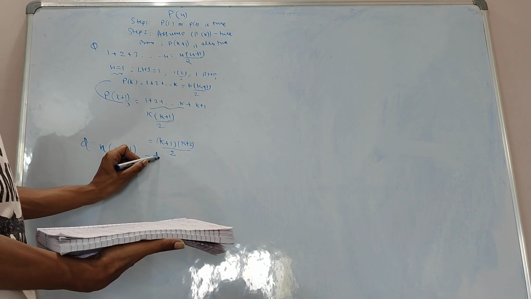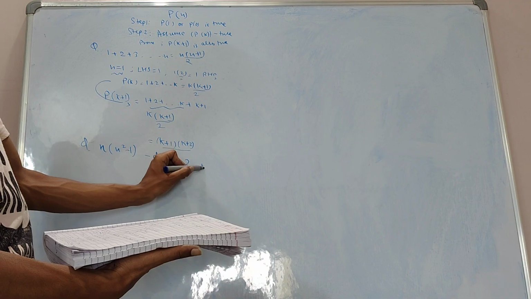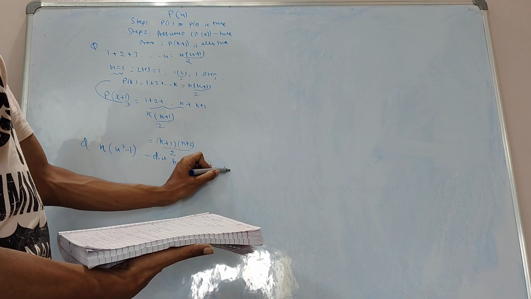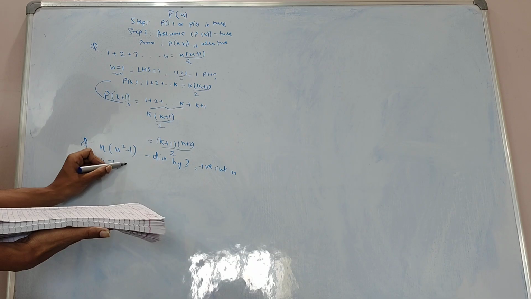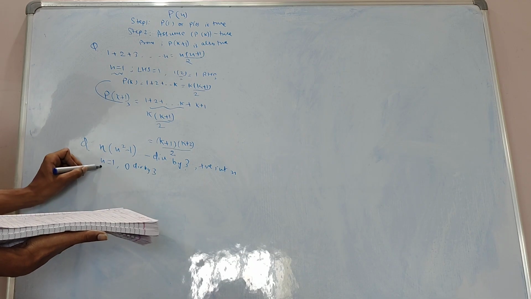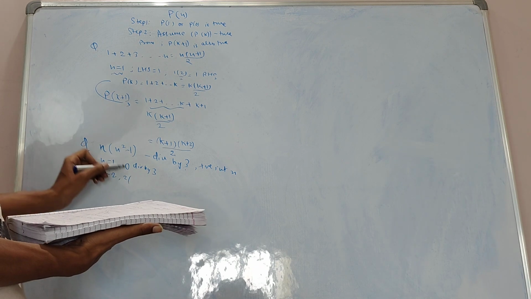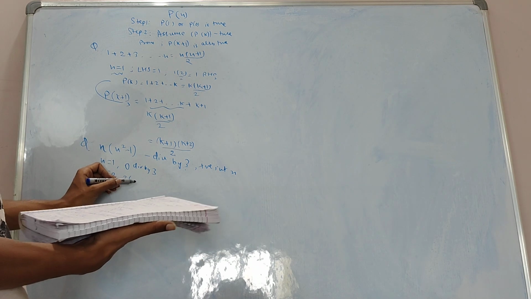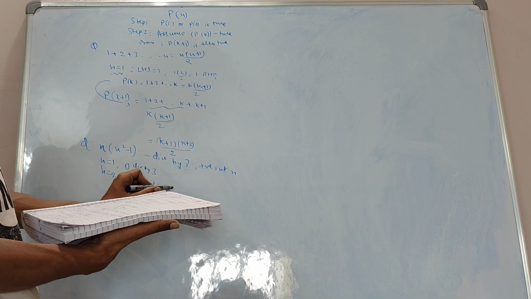Now the next question: I have to prove n(n²-1) is divisible by 3, right? For all positive integers n. So for n equal to 1, I will get 0, and this is divisible by 3. For n equal to 2, I will get 2 into 4 minus 1, that is 3, equal to 6. This is also divisible by 3.